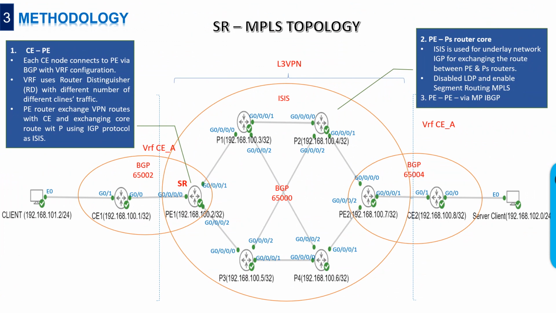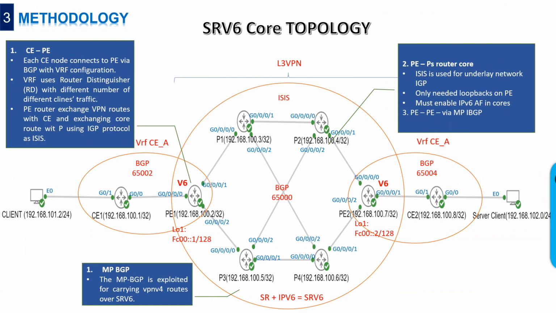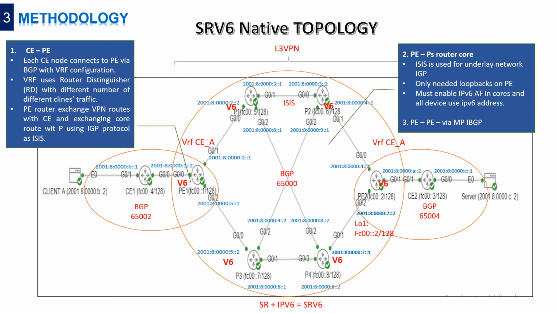this is the SR-MPLS topology. I made four topologies: MPLS, SR-MPLS, SRv6 core topology, where in the core I enable IPv6, but client to server and CE can use IPv4. That's why I can say IPv4 can be implemented in SRv6 and vice versa. And this is the SRv6 native topology, where all the way client and server are IPv6.